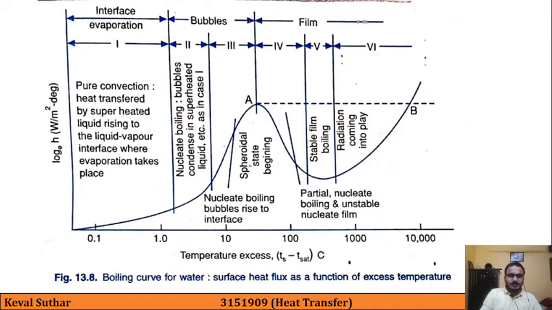So this is the figure, which is called the boiling curve for water: surface heat flux as a function of excess temperature. If you see here, on the horizontal axis we have the temperature excess Ts minus Tsat in degrees Celsius, and for the surface heat flux we have the log of the heat transfer coefficient.